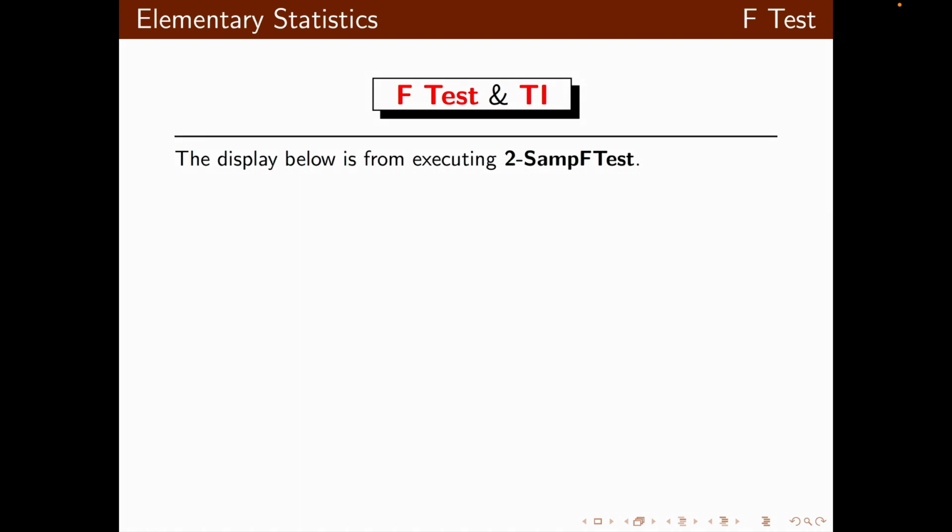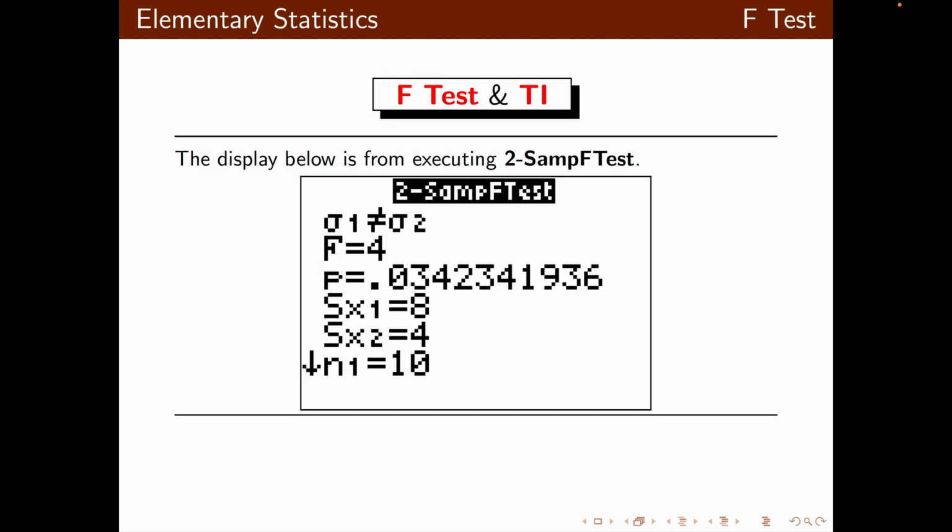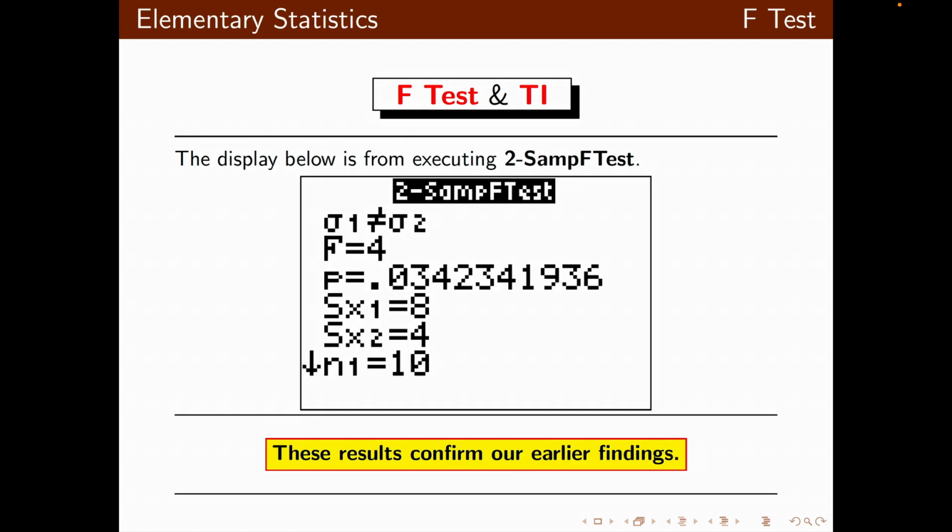The display below shows the results of executing 2-SampFTest. We have CTSF equal to 4, and we have p-value P in 3 decimals, 0.034. These results confirm our earlier findings.